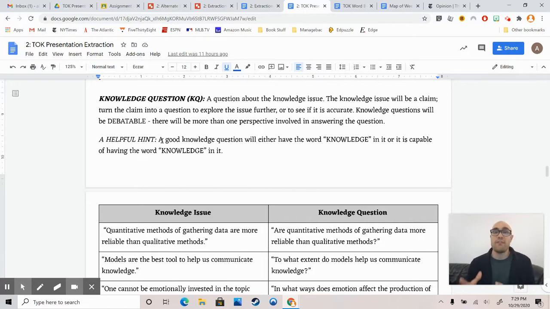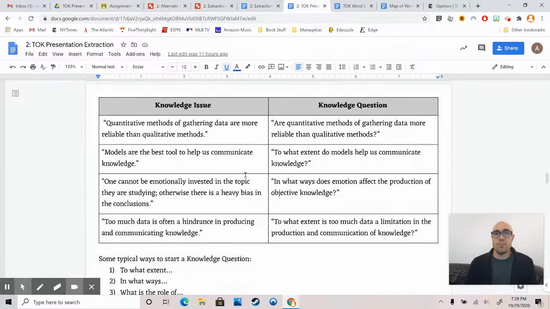You don't necessarily have to have the word knowledge in the knowledge question, but it probably would help. So there's a little bit of a tip there. Here is a couple of examples for how to go from that knowledge issue claim, debatable claim, into a knowledge question.